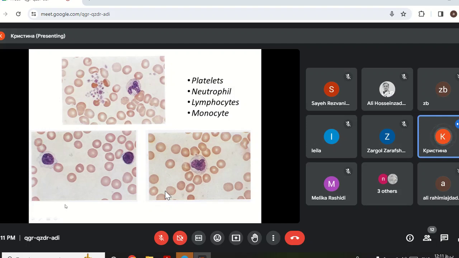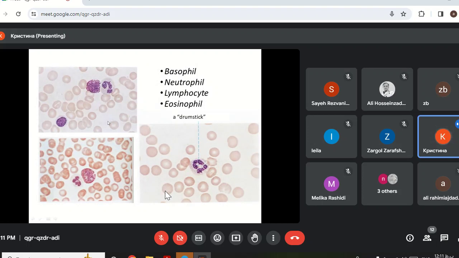In the picture below left, we have the lymphocyte. This one is a medium and this one is a large lymphocyte because of the round non-segmented nucleus. And this one is a monocyte because it is very large if we compare it with erythrocytes, and it has the specific bean-shaped nucleus and a lot of cytoplasm.